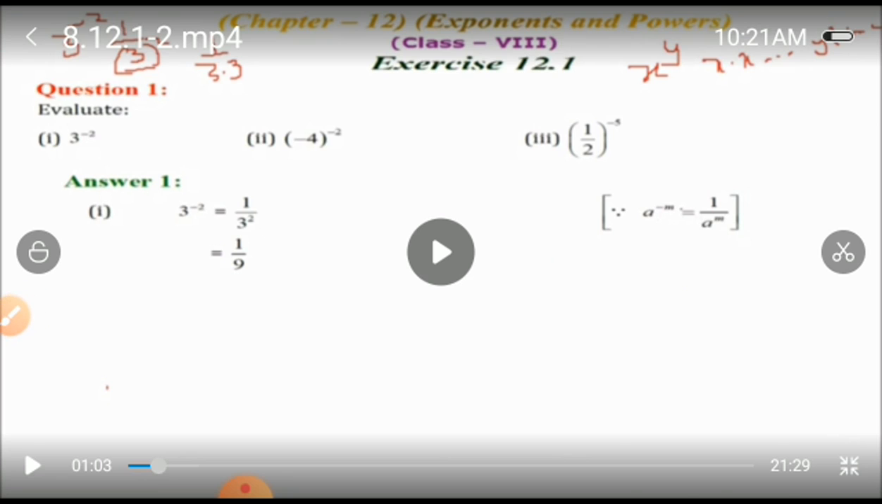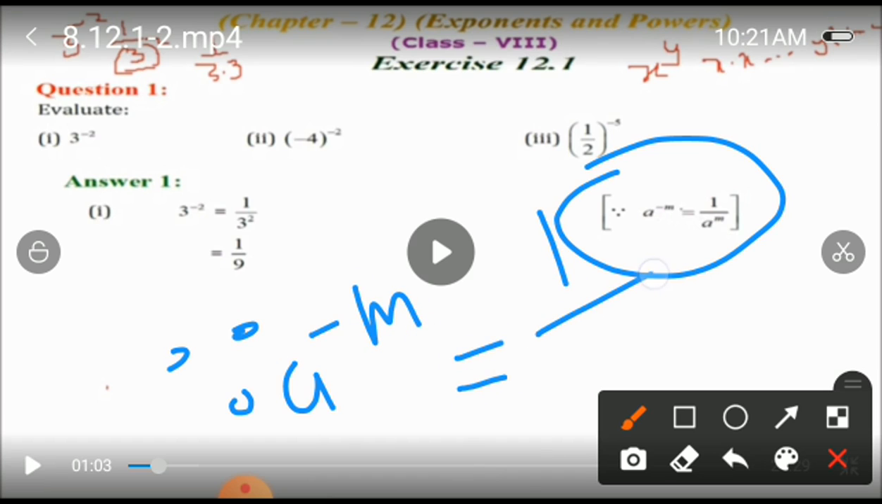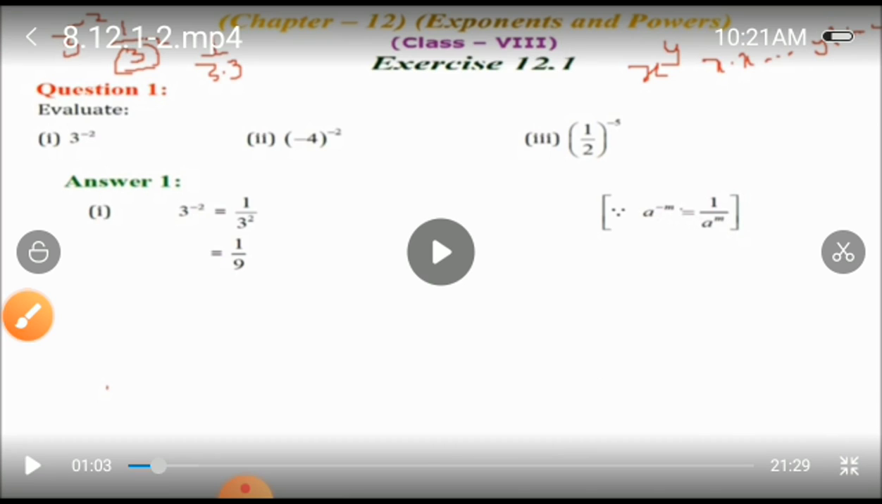How did it come? Because of the rule a raised to minus m is equal to 1 upon a raised to m, where a is the base and m is the exponent. Is it clear? It is very clearly written, and you should specify this also. If you specify these things, it will help you in further examples too.